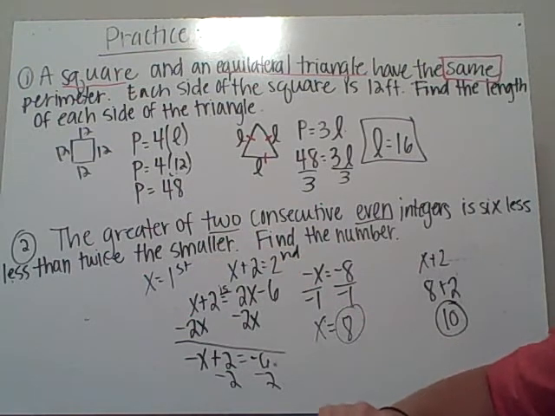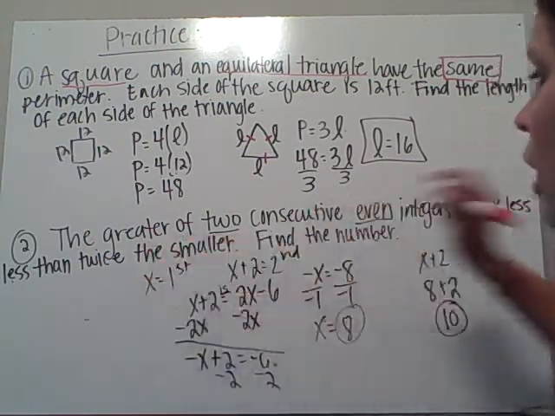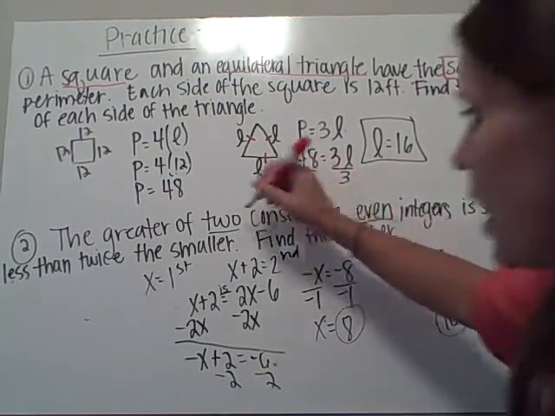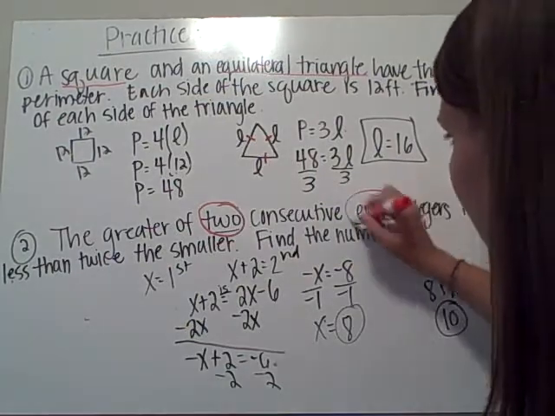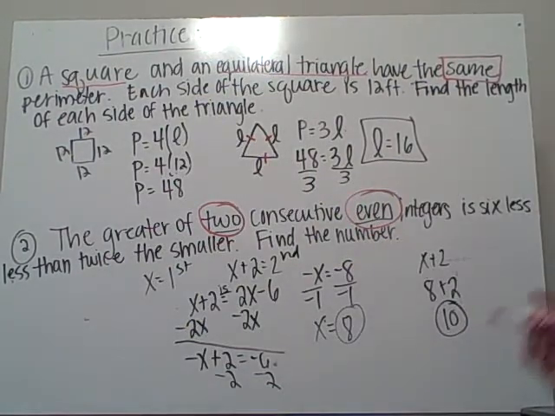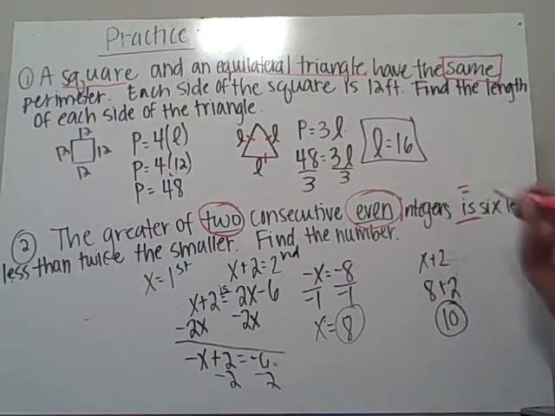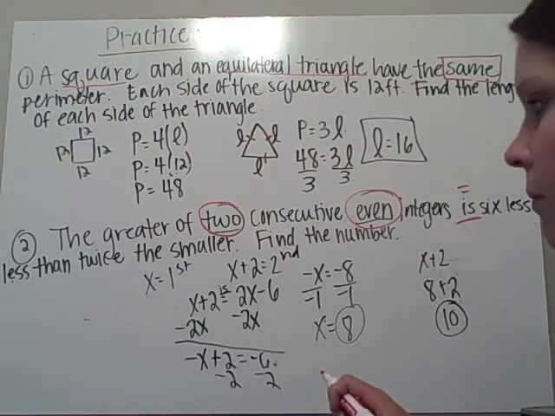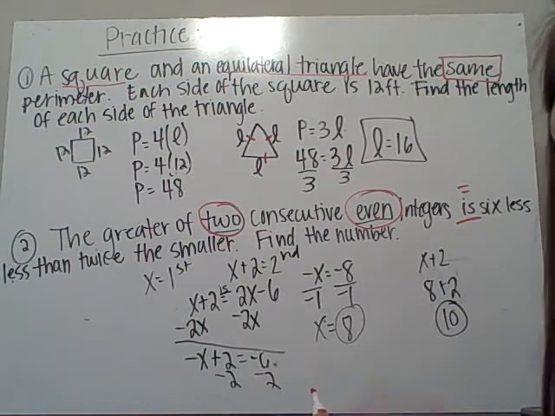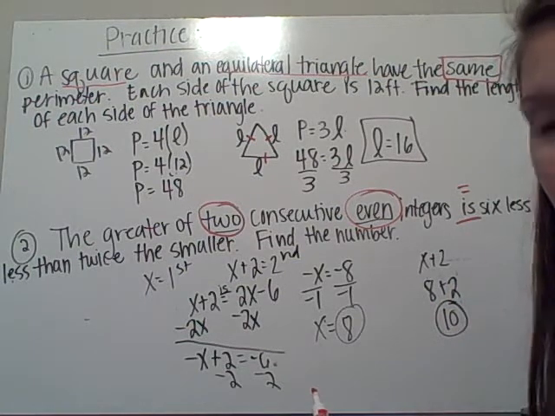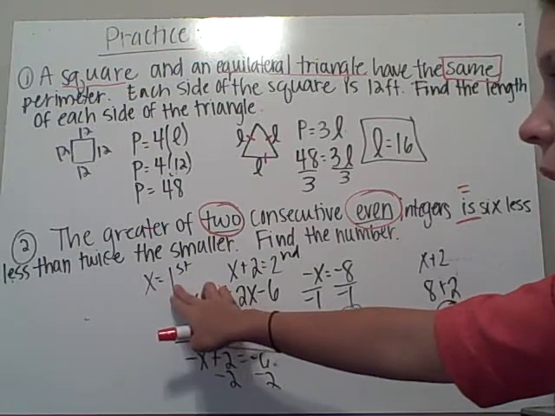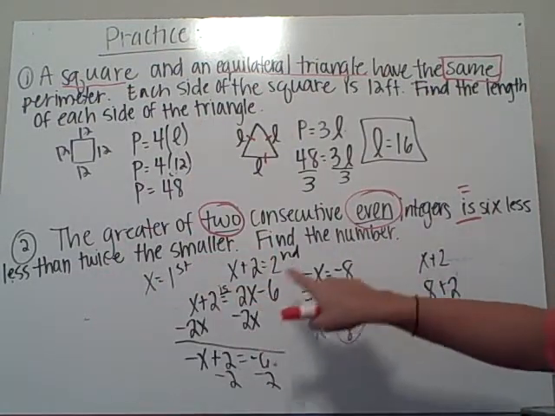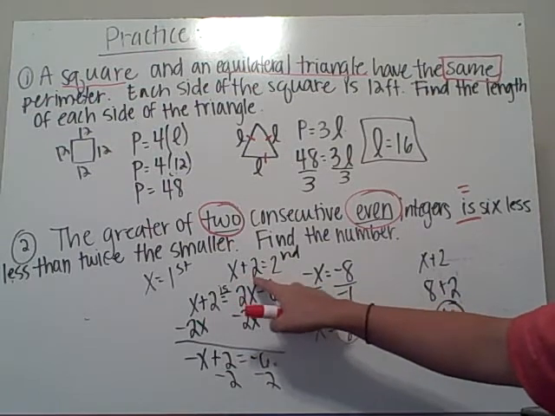Let's look at number 2. The greater of 2 consecutive even integers is 6 less than twice the smaller. Find the number. So we have 2 consecutive even integers. So our first one is going to be x, and for even, remember there's a difference of 2. So the second one is x plus 2.